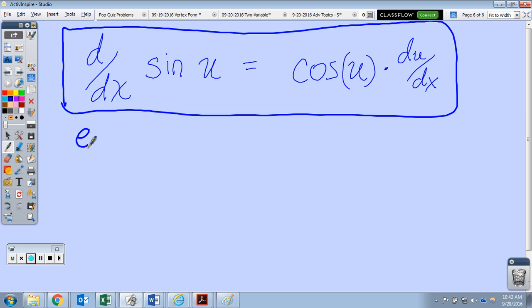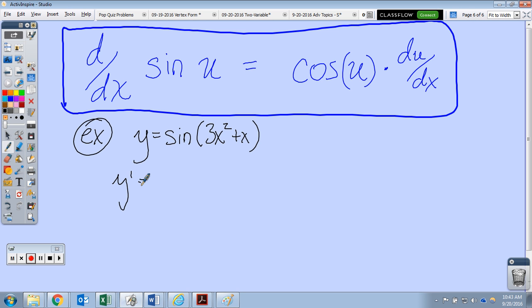Let's keep doing some examples here. So if I have, say, y equals the sine of 3x squared plus x, then y prime would be equal to the cosine of this times the derivative of u with respect to x, which would just be 6x plus 1. Okay, that makes sense.